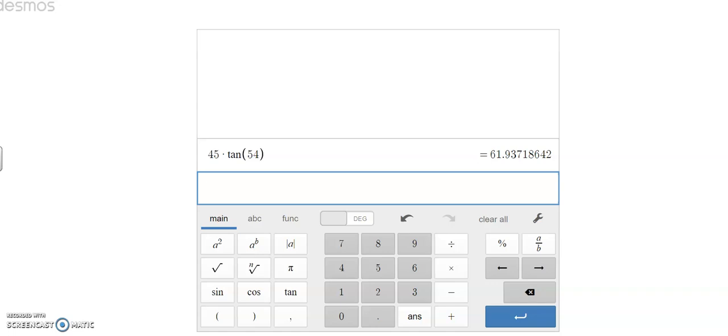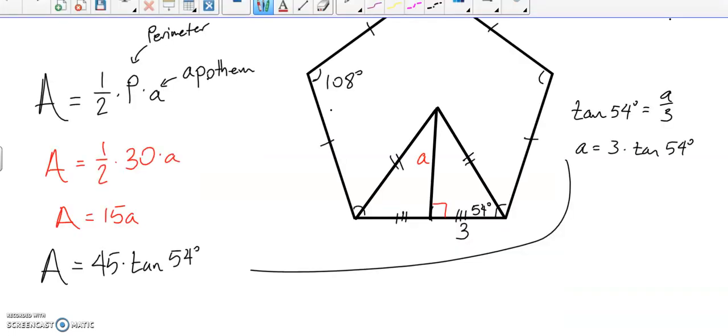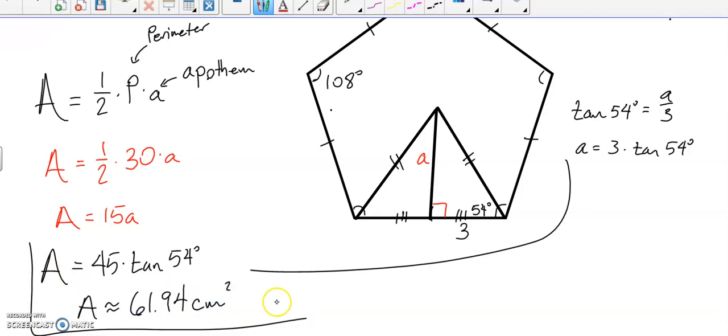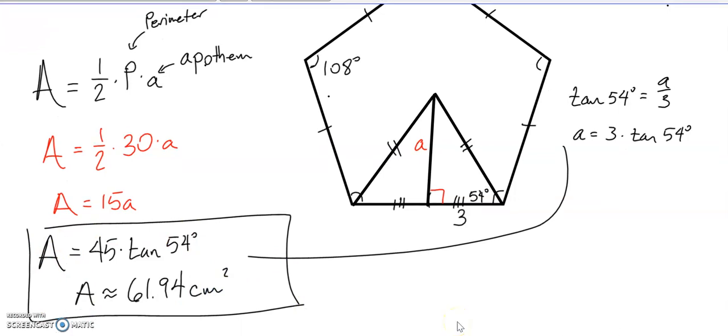So we know that the area is about 61.94 square centimeters. Hooray! Let's do another example.